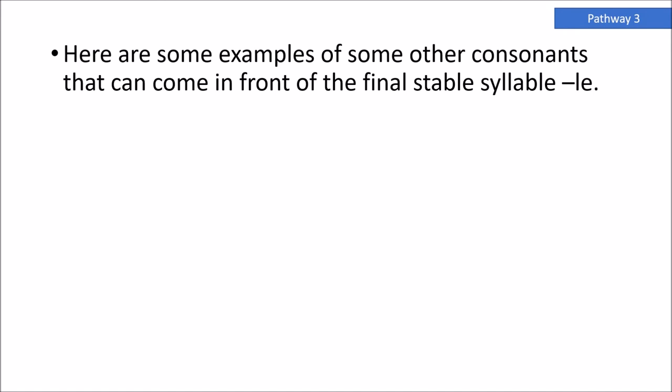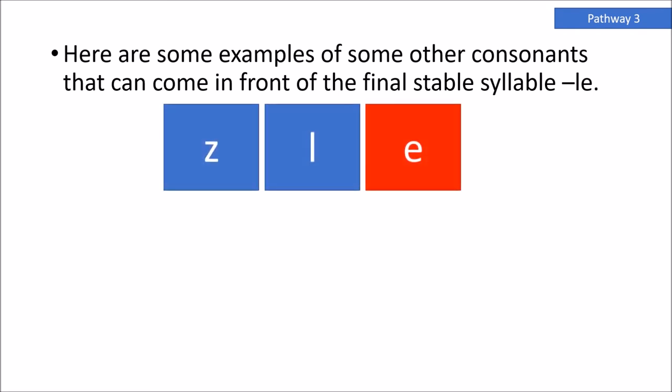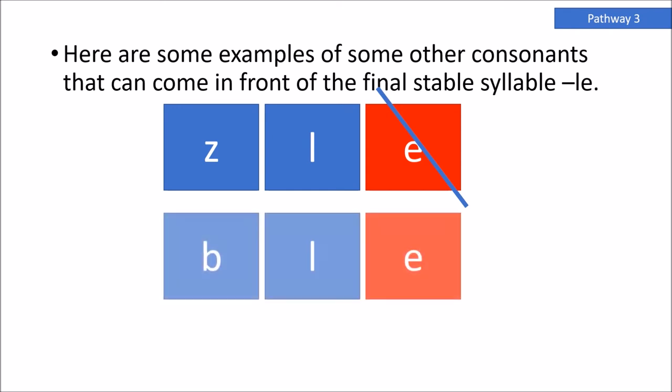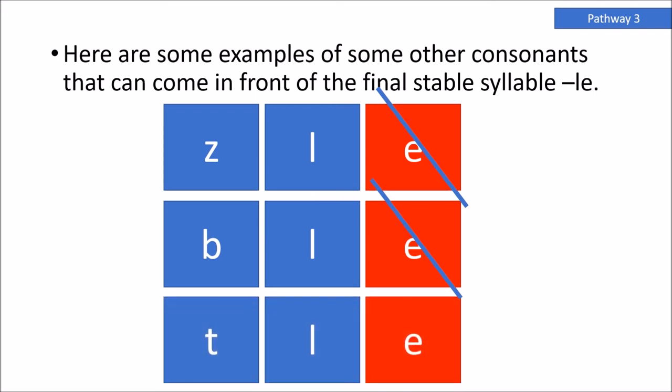Here are some examples of some other consonants that can come in front of the final stable syllable, consonant LE. ZLE. When reading this syllable, I need to make sure that I slash the E to indicate that it's silent, and I would pronounce this syllable zul. BLE. Once again, I'm going to slash that E to indicate that it's silent, and I would pronounce this syllable bull. TLE. I'm going to go ahead and slash that E to make sure that we know it's silent, and I would pronounce this syllable, tull.